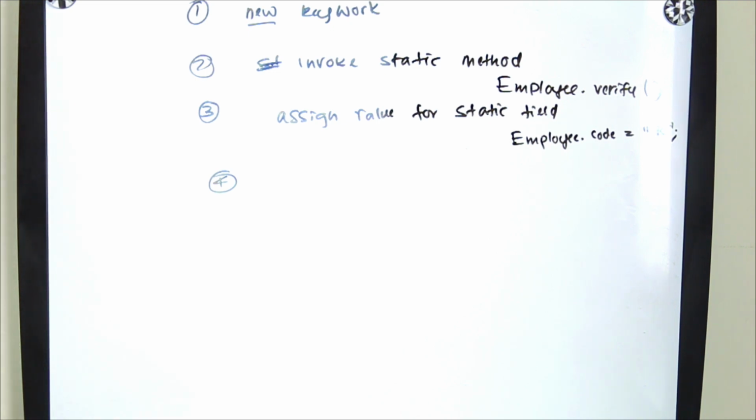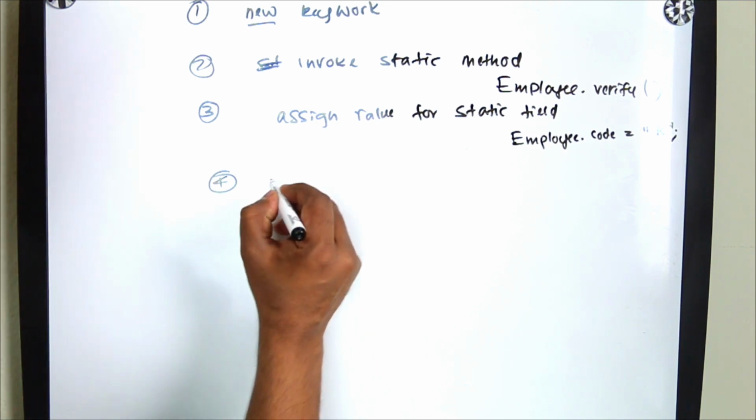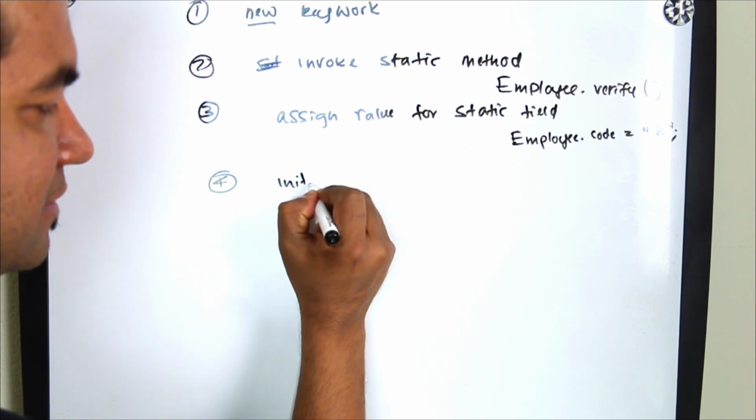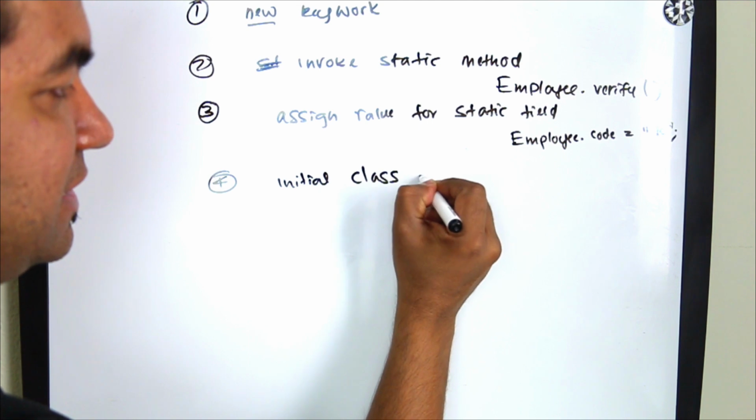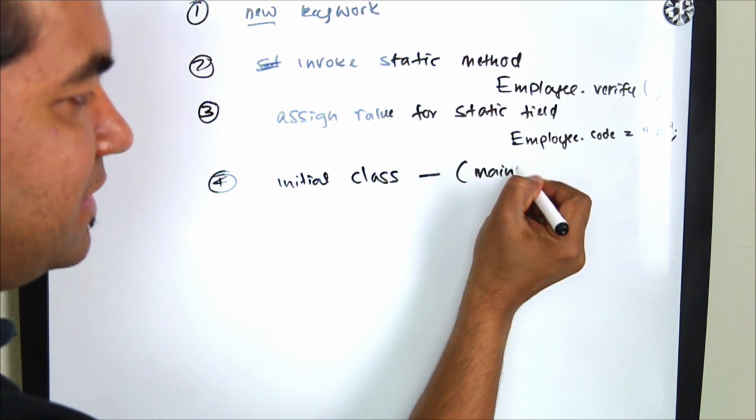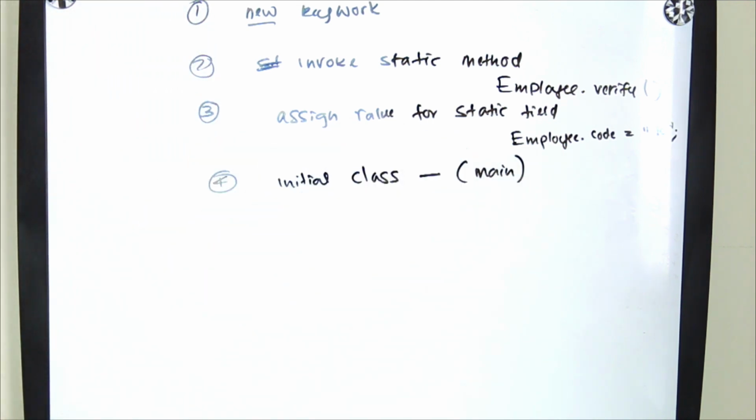If your class has a main method, if your class is the initial class which has the main method, then it is also considered as active use. You may not be invoking these classes at all, but if you have a main method, that means the JVM must create objects, so that is also considered an active use.